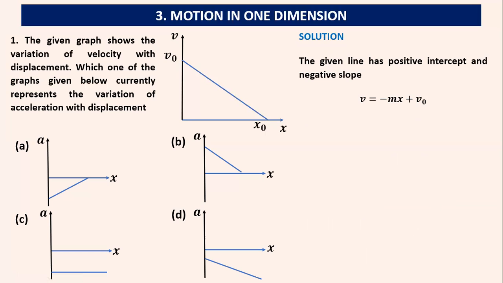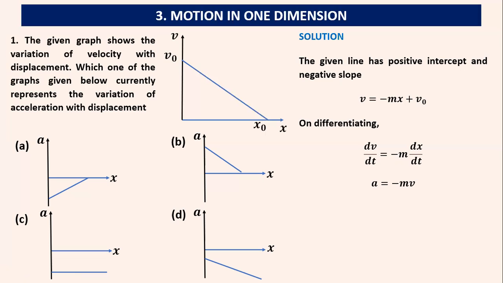So v equals minus mx plus v naught. Let us differentiate: dv by dt equals minus m dx by dt. The v naught is a constant, so on differentiating v naught, we get 0. The dx by dt on the right hand side is nothing but velocity. So acceleration equals minus m v.